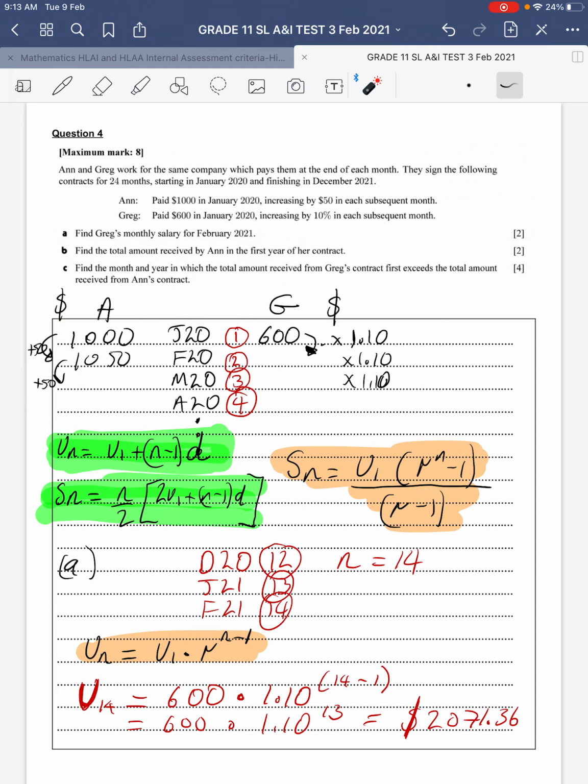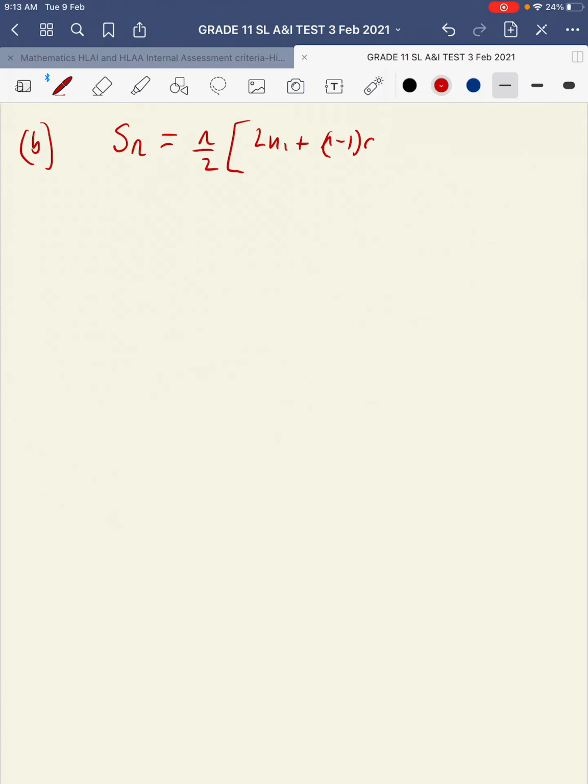Okay, so let's go ahead and just go over the page. And we think we know what we're doing here. B. So we want the total, the sum, and that's going to be n over 2, open brackets, 2u1 plus n minus 1 times d. Now we'll list everything out. We've got n is 12 months. We've got u of 1 is the starting salary, 1,000. And we've got d, the common difference, is 50. So let's go ahead and work that out.